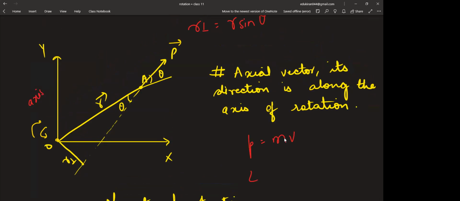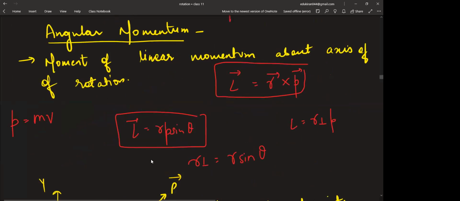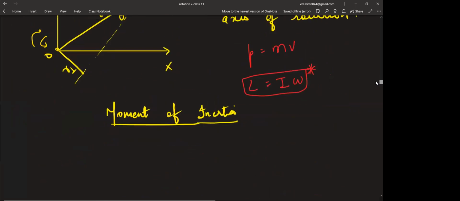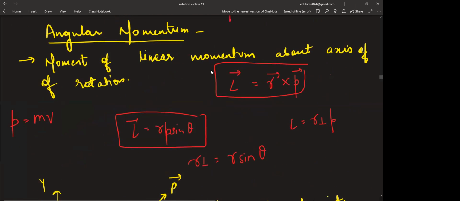If P is equal to mv, then there should be a direct formula of this also. See, instead of mass, we write moment of inertia, that we'll be discussing in today's class. Moment of inertia, and what do we write for linear velocity? Angular velocity. So I omega is also a formula that we'll be using, and it's a very important formula. But one more formula is R cross. Okay, moment of inertia is starting. First, you write down this.